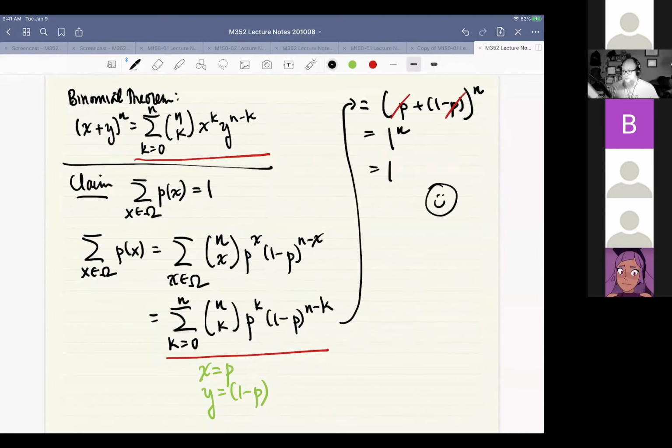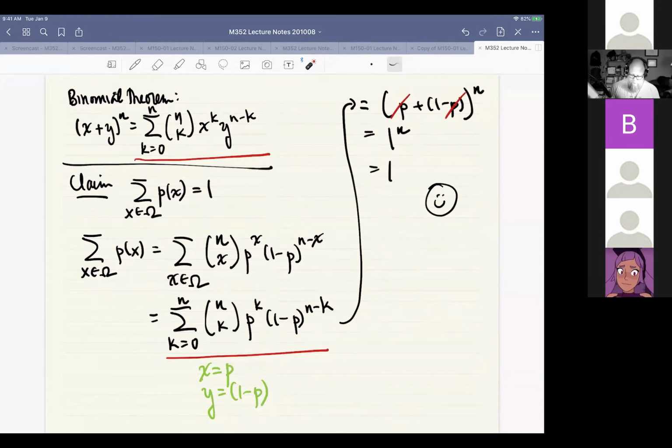And that proves that these expressions add up to 1. And so indeed, I have a probability mass function. These crazy looking things are my probabilities. Okay. So this was step one. Once we identified the binomial theorem, now I've given you a formula for the probability mass function. And now we can use that to do stuff.